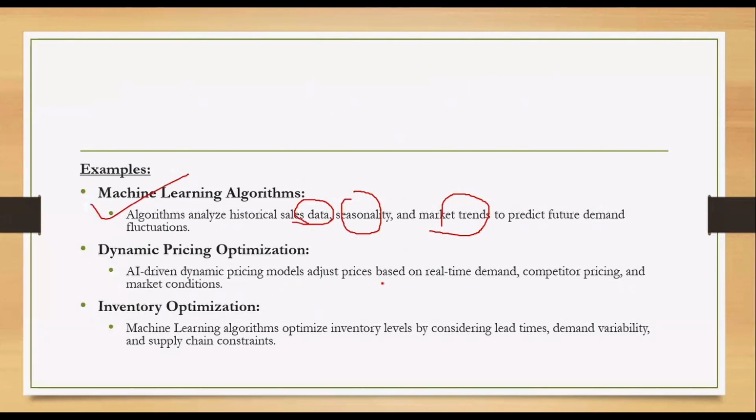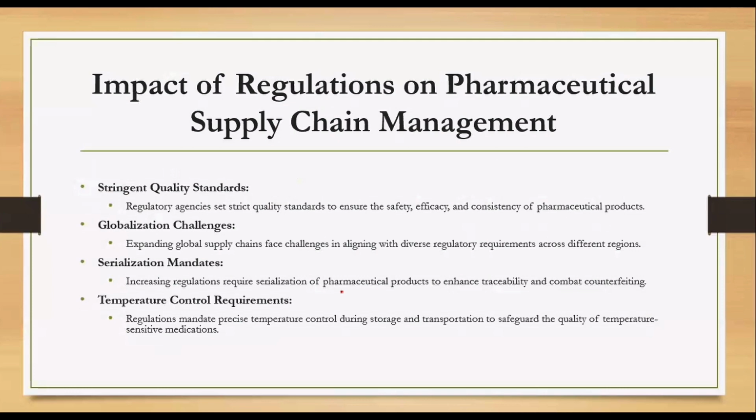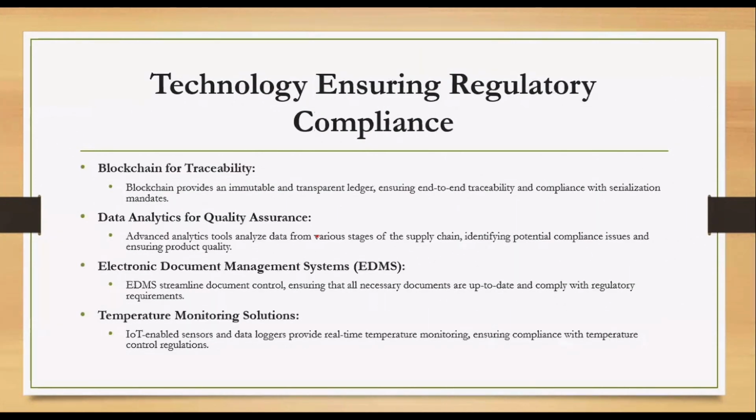AI-driven dynamic pricing models are there, which respond to real-time demand, competitor pricing, and market conditions. Then inventory optimization. Then the impact of regulation in the pharmaceutical supply chain: stringent quality standards, globalization challenges, serialization, temperature, all these things we already discussed. This is again repetition. And how technology is really important in regulatory compliance: blockchain, data analytics, predictive analytics, and also electronic document management systems are available.